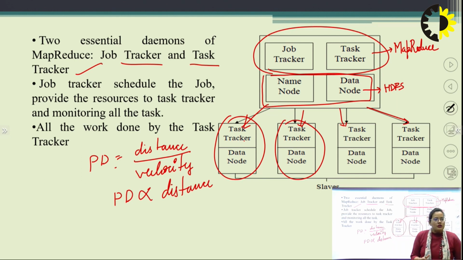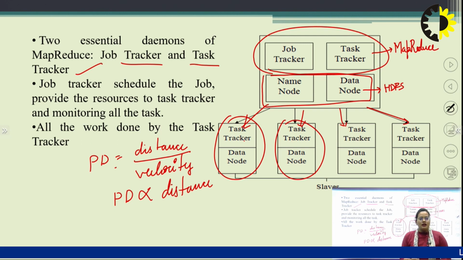If we store data remotely, then access time will be increased. So propagation delay is also increased. Now we will develop a MapReduce application.